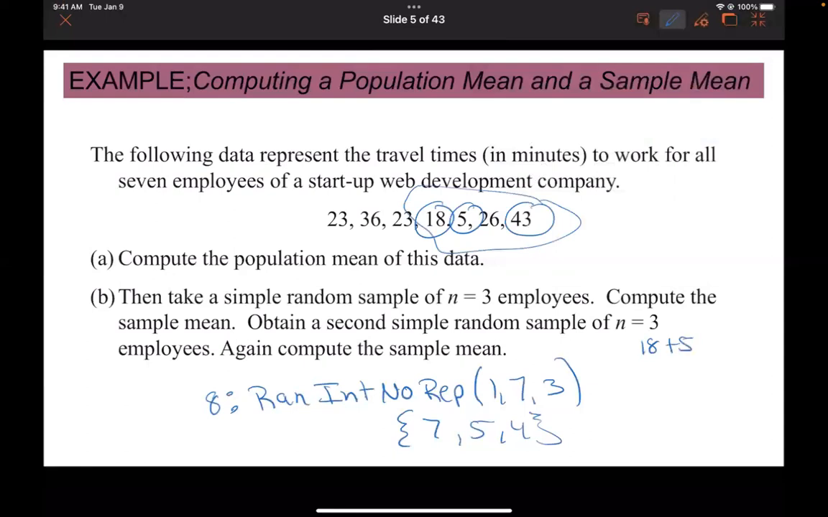18 plus 5 plus 43, and divide it by 3. This is going to give me my first sample. So this x bar is 22.